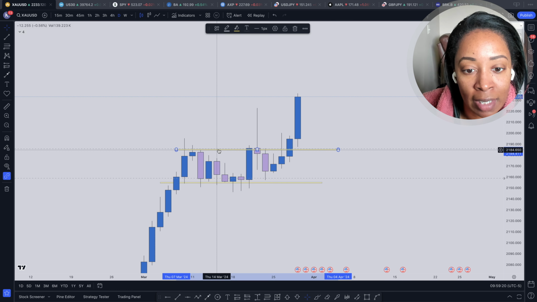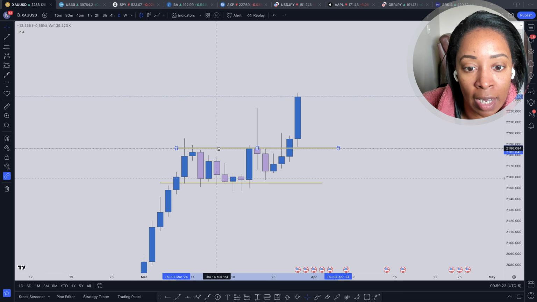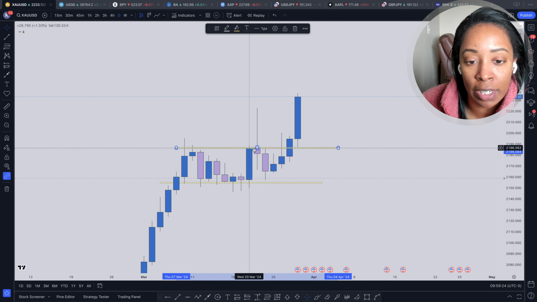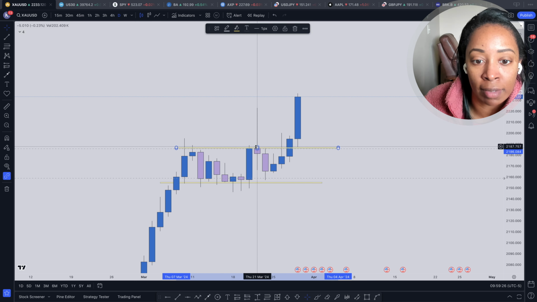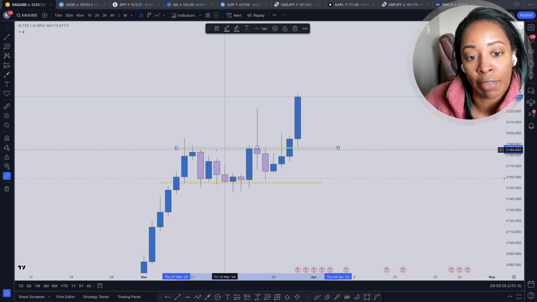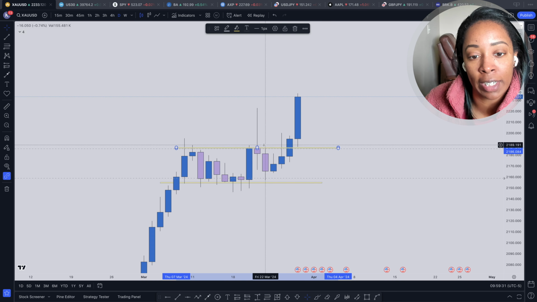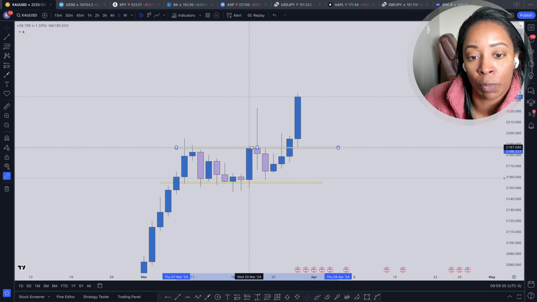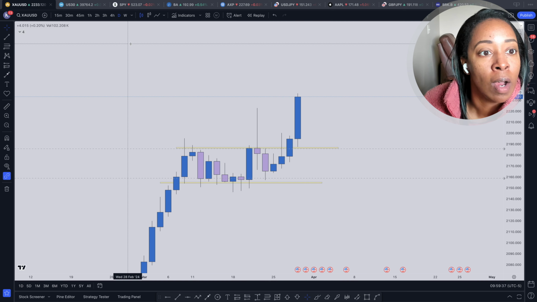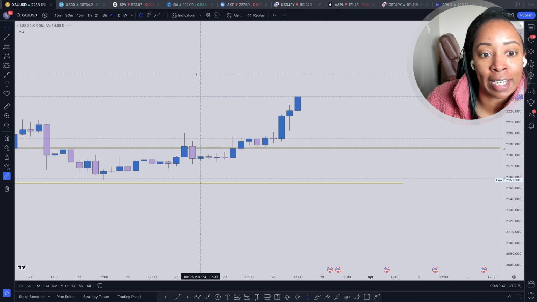So let me just get this lined up. Basically, I like to line up this level right here with the most recent resistance level right here. Although we do have a resistance right here, this is newer than this. So that's why we're lining it up with this one right here. Cool. So now let's go down to the H4 time frame.